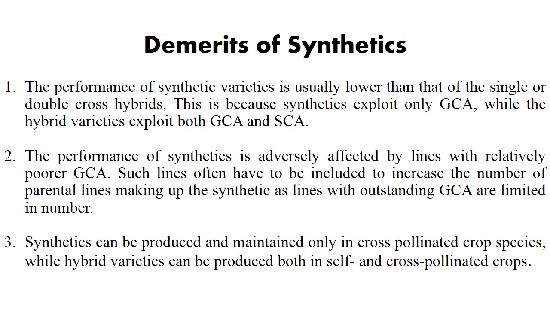Demerits. The performance is usually lower than that of the single or double cross hybrid because synthetics exploit more GCA while hybrid varieties exploit both GCA and SCA. The performance of synthetics is adversely affected by lines with relatively poor GCA. Such lines often have to be included to increase the number of parental lines making up the synthetic, as lines with outstanding GCA are limited in number.